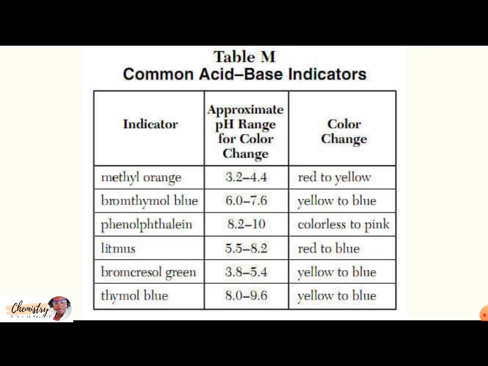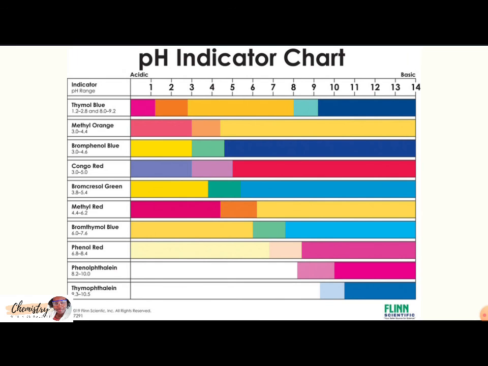From this table, the best one to use would have been the bromocresol green. It changes between 3.8 and 5.4. So the equivalence point would have been 5 for a strong acid based titration, and 5 would fall within that range. If we look at this chart, we can actually see the colors, see where the pH range is for that change to occur.